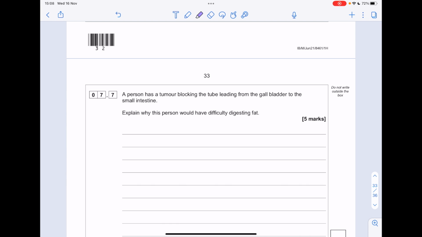A person has a tumour blocking the tube leading from the gallbladder to the small intestine. Explain why this person would have difficulty digesting fat. So what is going on here? Well, the gallbladder, remember, stores bile. And why is bile important for digesting fat? Well, bile emulsifies fats. So this is going to underpin our whole answer.